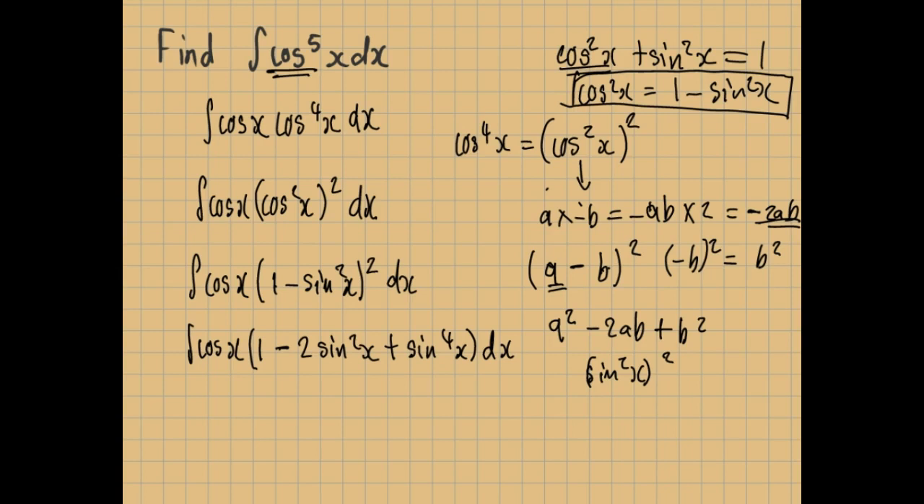I hope you see it. Now, what am I going to do? Well, here is an interesting thing. The first thing you can do is just multiply by cos x into this whole bracket and expand. So it's going to be cos x times 1 is just cos x, then minus 2 cos x sine squared x, then plus cos x times sine to the power of 4x, which is cos x sine to the power of 4x, okay?